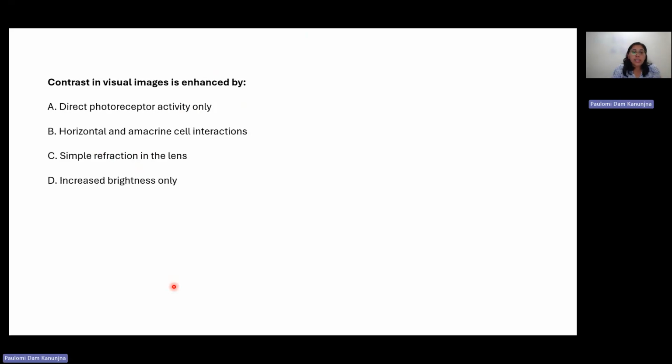Okay. So next question. Contrast in the visual images that you see is enhanced by direct photoreceptor activity, horizontal and amacrine cell interactions, refractions in the lens, or increased brightness only. Easy question, right? We have already discussed it multiple times now.